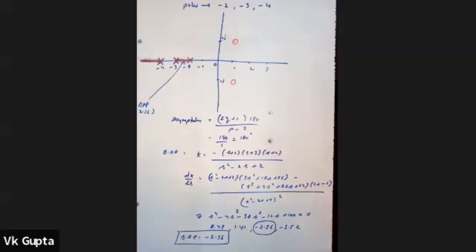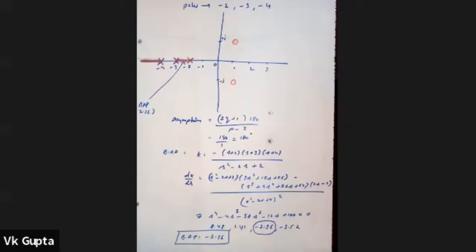Now let us find out the angle of arrival. Next step, write down the next step number, I think 6 or 7. What is the step number now? Breakaway point is step 6. Okay, now we have to move to 7. So step number 7, angle of arrival.